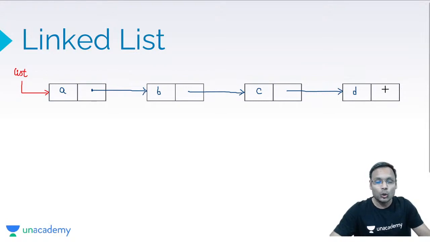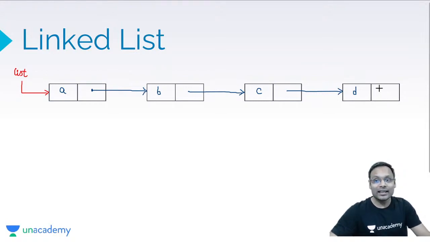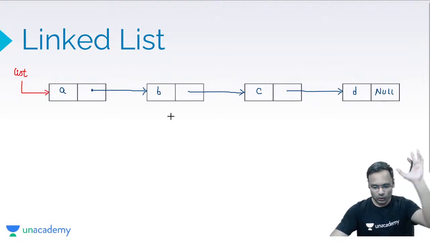But if there is no next node, what will we keep? No, we will keep null here. This null pointer represents that there is no further node.